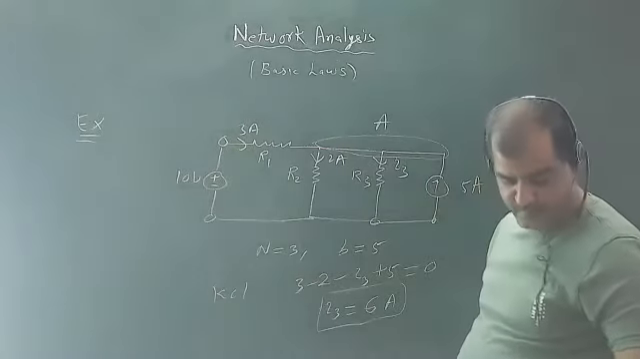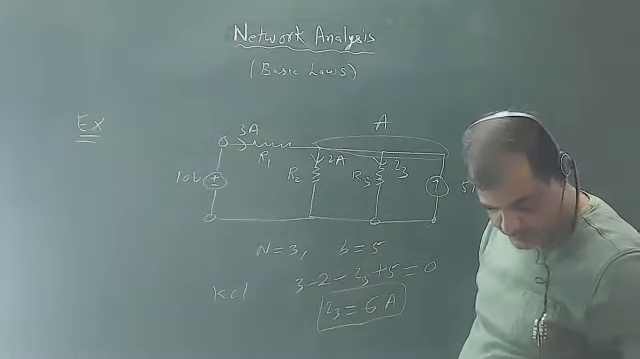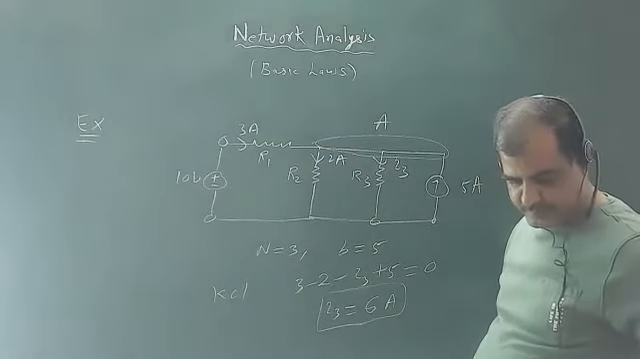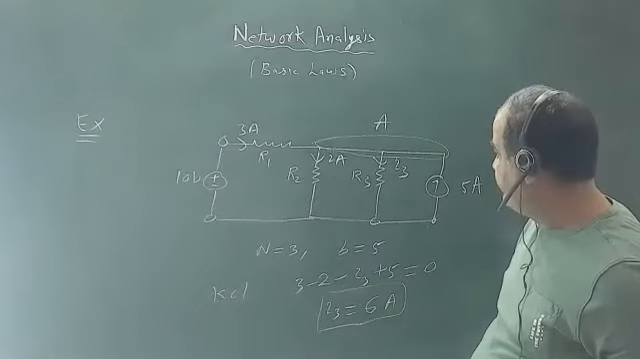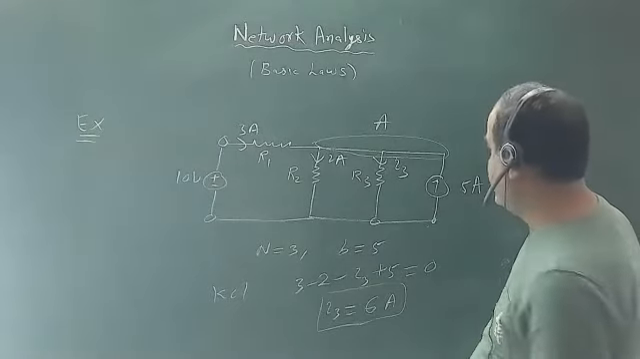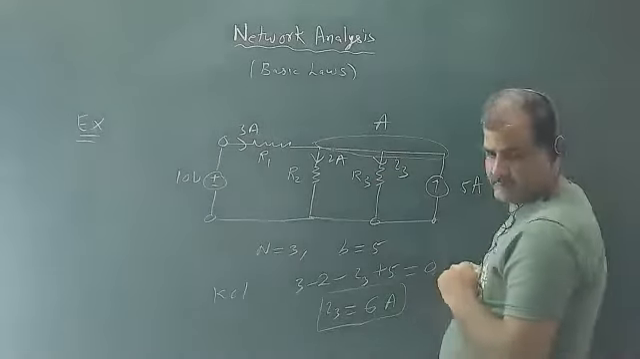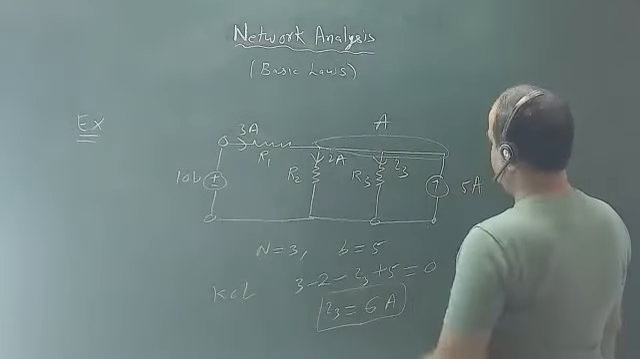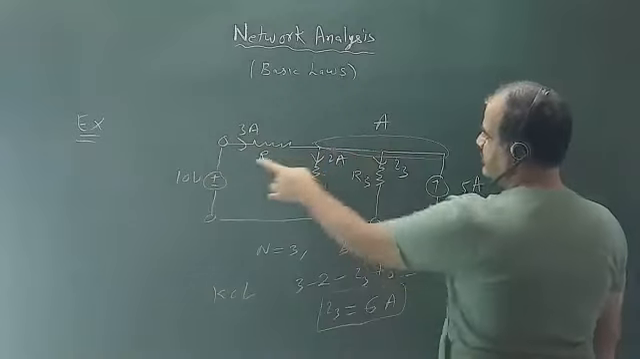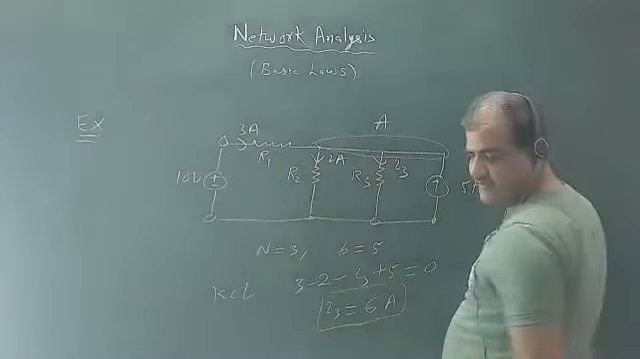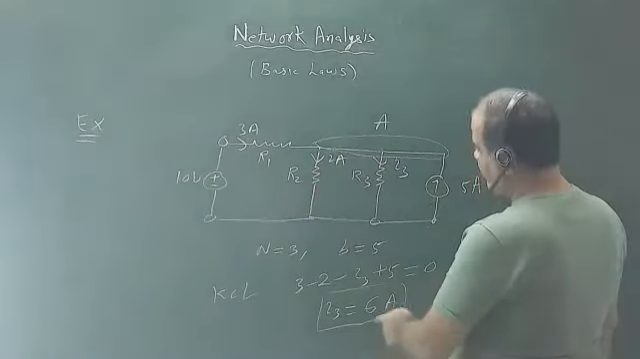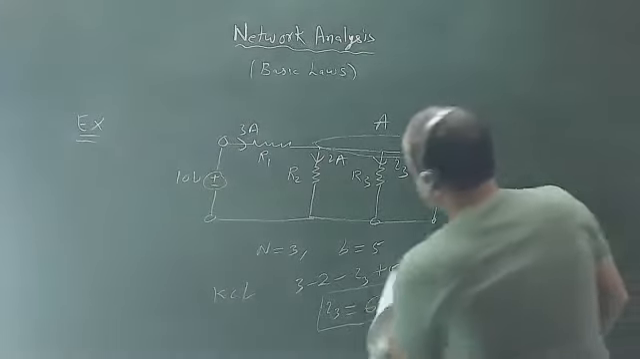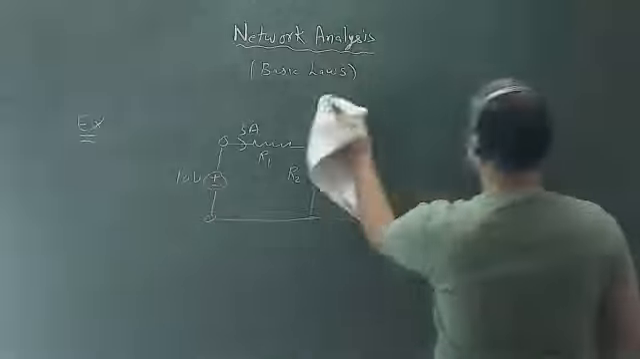At node A, you have used KCL. 3 and 5 are coming towards the node, and 2 and I3 are leaving. So from here I can calculate the value of I3. Okay, good. Let me solve one more problem.